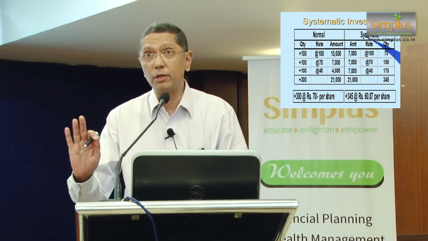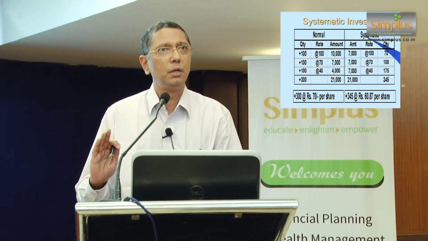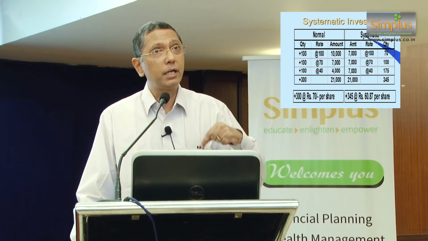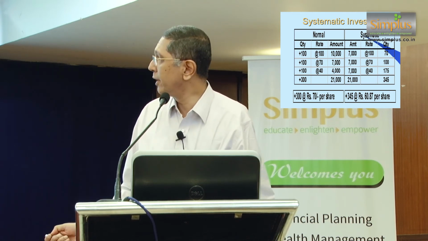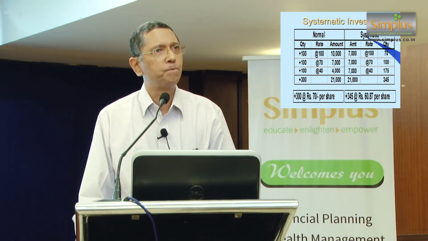Now, I am not a speculator. A speculator would panic and sell. I am a good, solid investor. What is my argument now? My argument is, I considered the stock very attractive at 100 rupees, therefore I bought it. So at 70 rupees, I'm getting a discount. I'll buy again. I buy another 100.